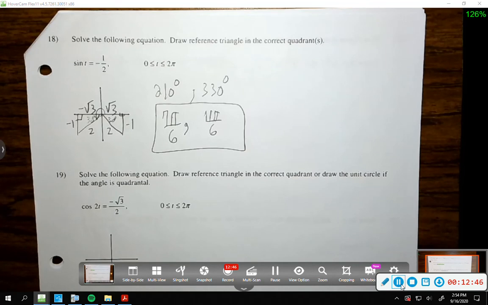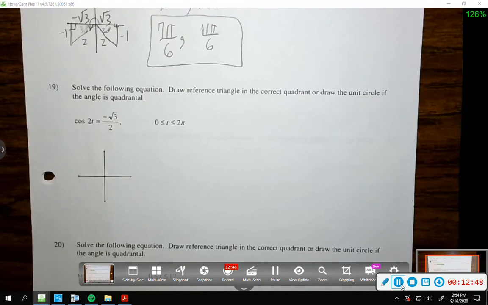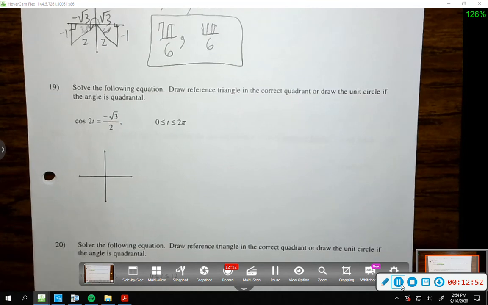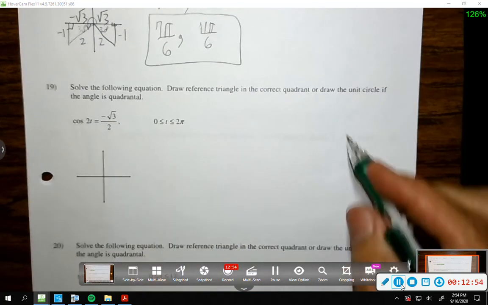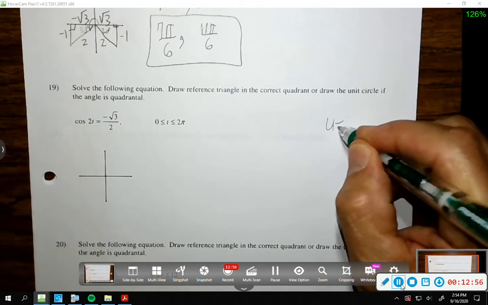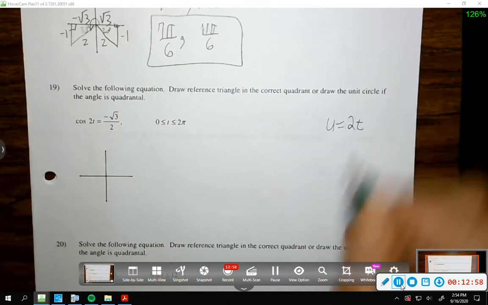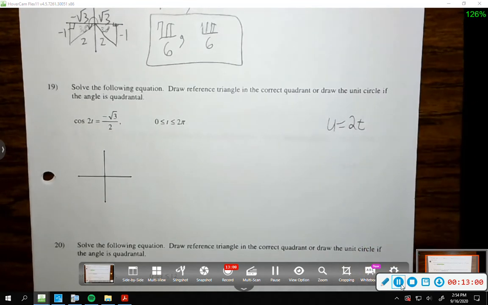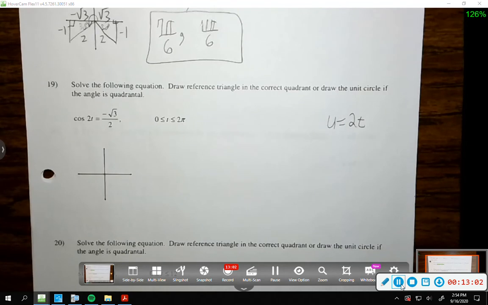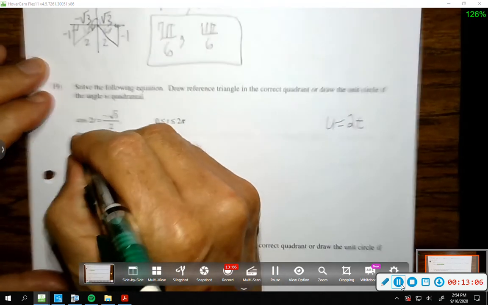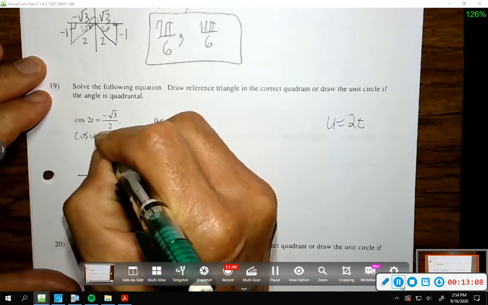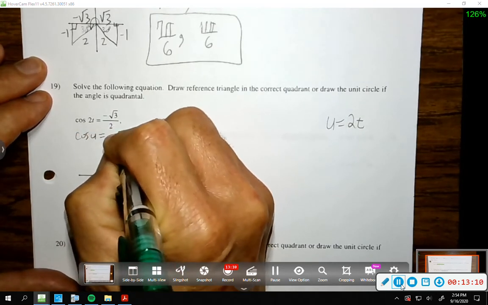Problem number 19. Solve the following equation. Draw a reference triangle in the correct quadrant or draw the unit circle. Well, this is not a unit circle, it's a reference. I'm going to do this. Remember, u equals 2t. And I'm going to rewrite the original equation as the cosine of u equals negative square root of 3 over 2.